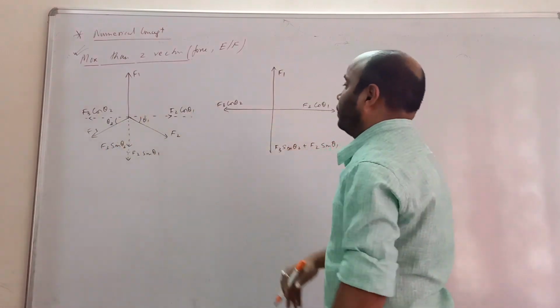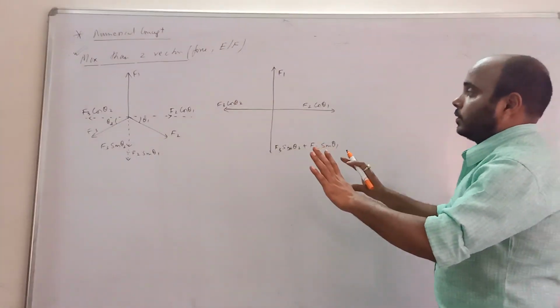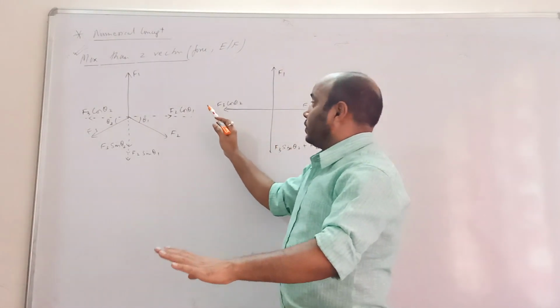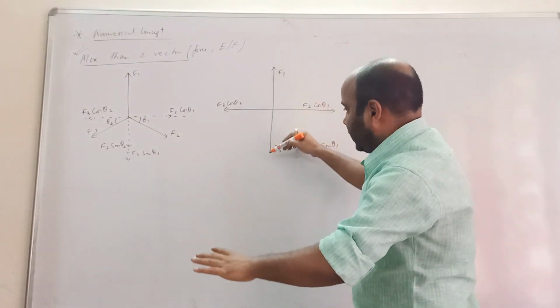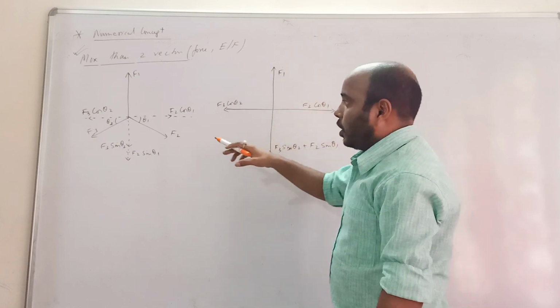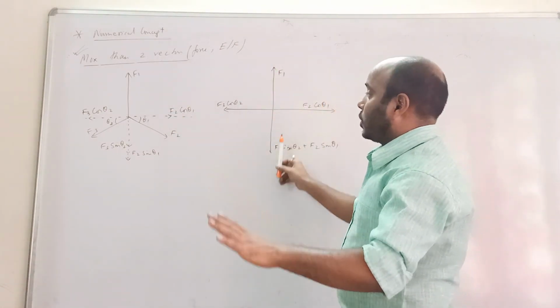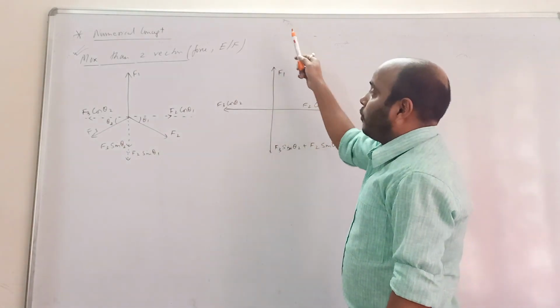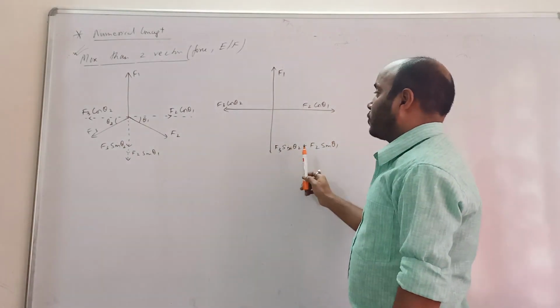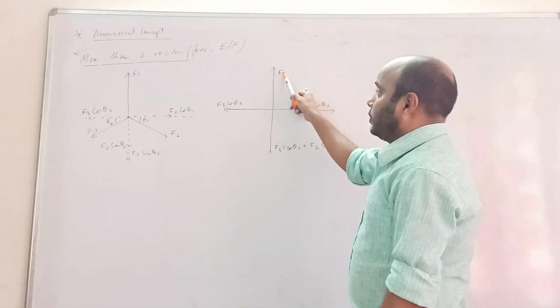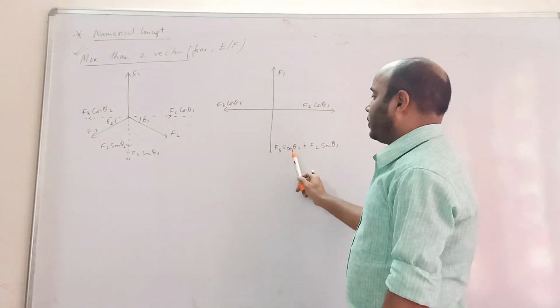Now what's the next job? Now we got a straight line case here. After resolving, we considered only the x-axis and the y-axis. Now check the y-axis. Upward we have one force, downward we have one force. Now see which one is greater. If this is greater, this minus this. If this is greater, this minus this.